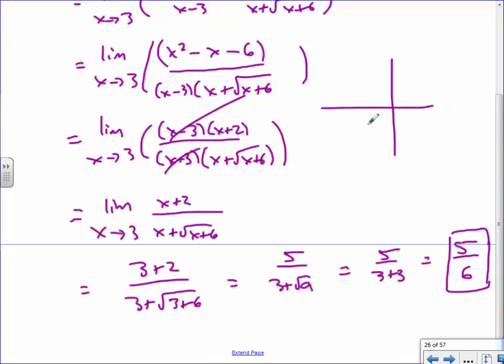If you were to graph this thing, I don't know what it looks like, but probably somewhere in there's a hole in the graph. If you come from this perspective and come from this perspective, the point that doesn't exist on the graph is 3 with 5 over 6. If you tried to plug in 3 right here for x, it doesn't work. But it sure is getting close to 5 over 6. And we're finding where that hole happens to be.